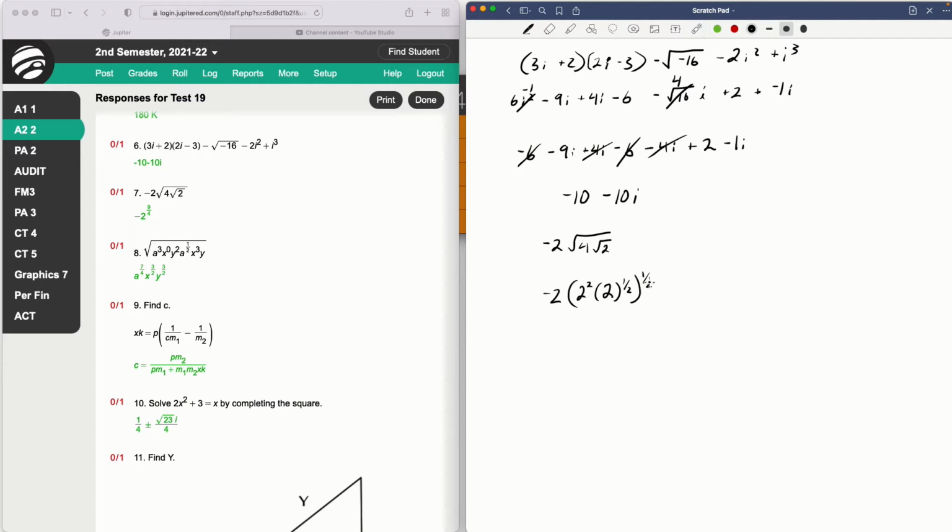So now we can solve by multiplying. So when we have -2, let's just leave that alone for now. 1/2 times 2 is going to be 2 over 2, so that's 1. So we just have a 2 here now. And this is going to be 2 and 1/4.